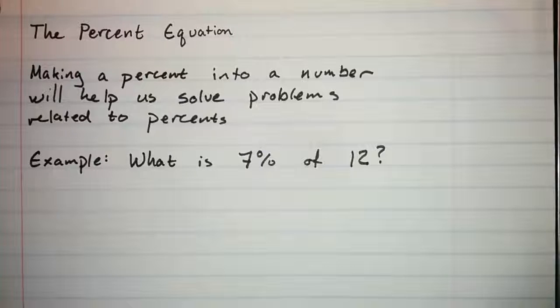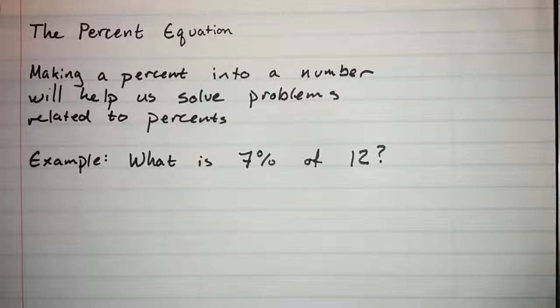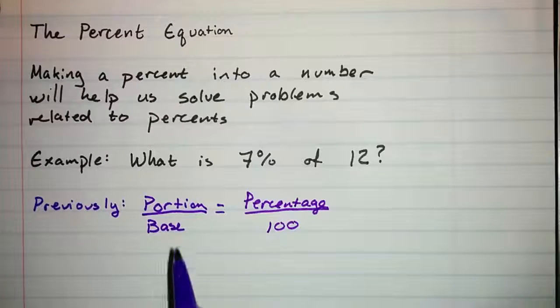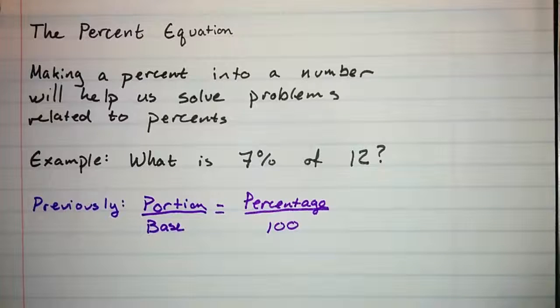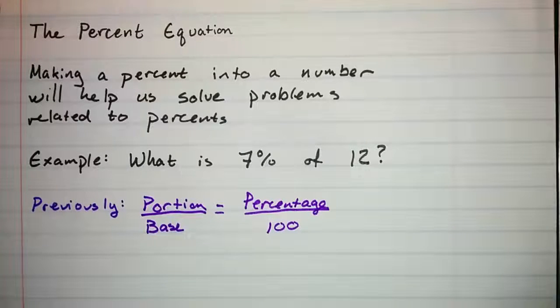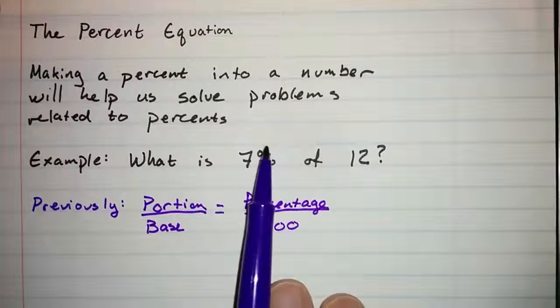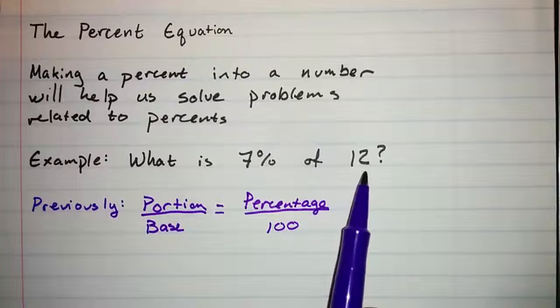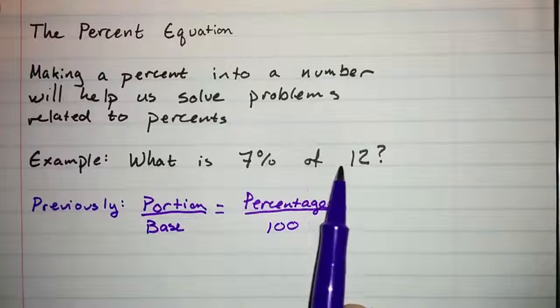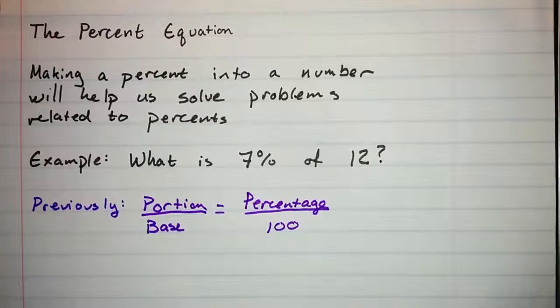Well, we already know one method for doing this that's based on just what the percent means. Previously, we had said that the portion over the base equals the percentage over 100. So let's see, 7% is the percentage, of course. 7% of what? Of 12. Percent of 12 tells us that 12 is the base. And then the portion must be what we're looking for.